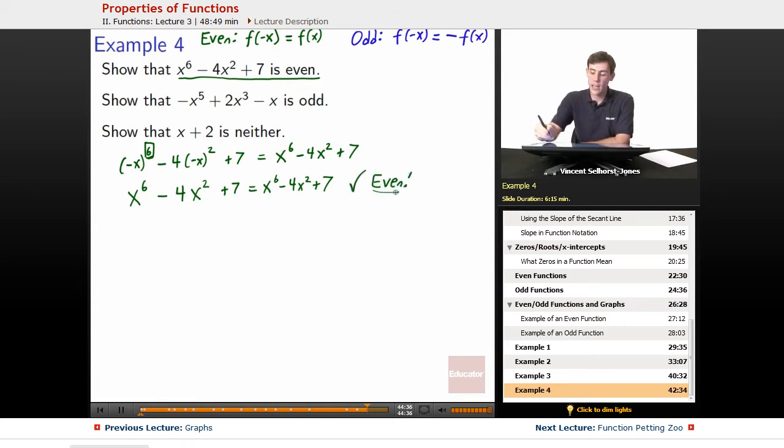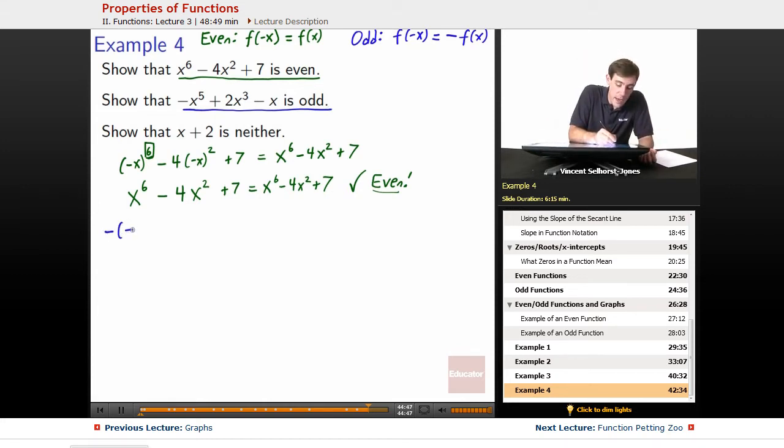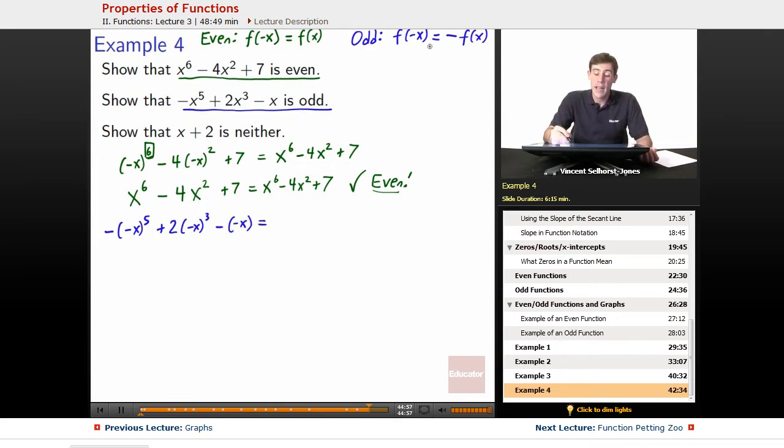Great. Next one, let's look at odd. Negative x to the 5th plus 2x cubed minus x is odd. So we'll do the same sort of thing. We'll plug negative x's in on the left side. So negative x to the 5th plus 2 negative x cubed minus negative x. What's going to go on the right side? Well, remember, if we plug in the negative version of the number, then it's the negative of what we'd get if we'd plugged in the positive version of the number. So plugging in the positive version of the number, that's just the normal x going in: negative x to the 5th plus 2x cubed minus x.